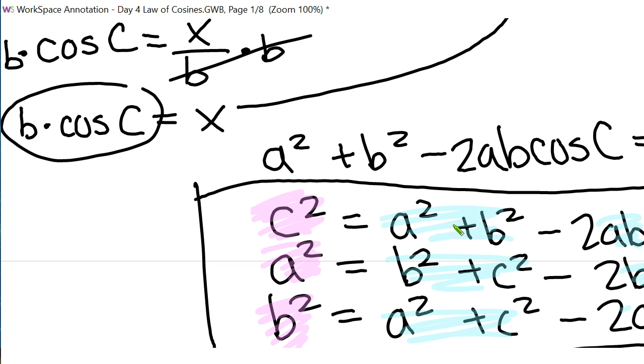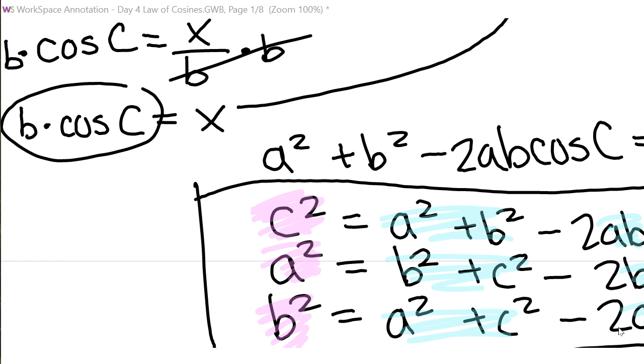So really you just have to memorize the general format, and if you know those two things, that if you have C squared over here by itself, you have to have angle C, and the other two sides are A and B, then you'll know the three formats. So you really just have to know the general format.